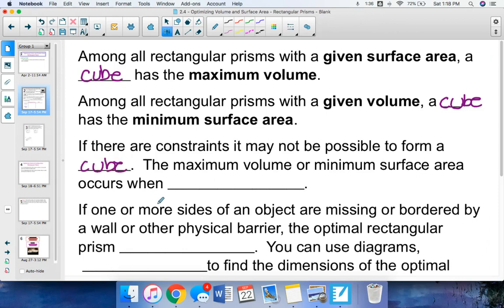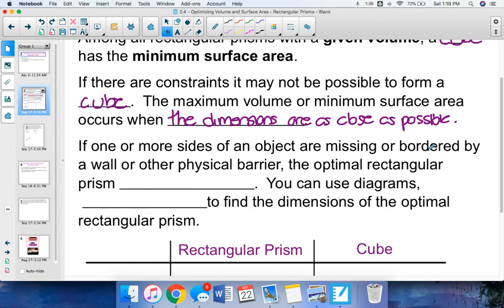The maximum volume and minimum surface area occurs when the dimensions are as close as possible. So if, let's say, a constraint is that the dimensions have to be whole numbers, and you can't get a perfect cube, then just make sure that your dimensions are as close as possible to a cube.